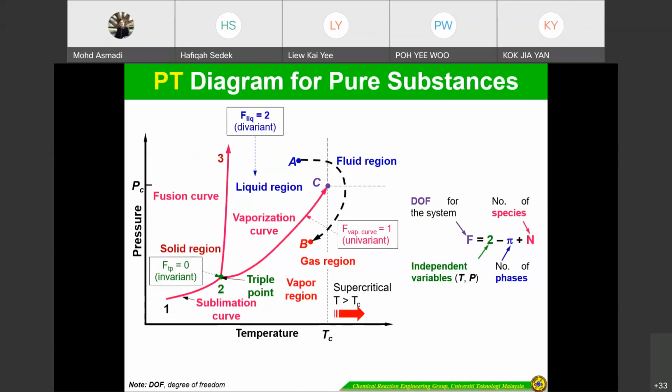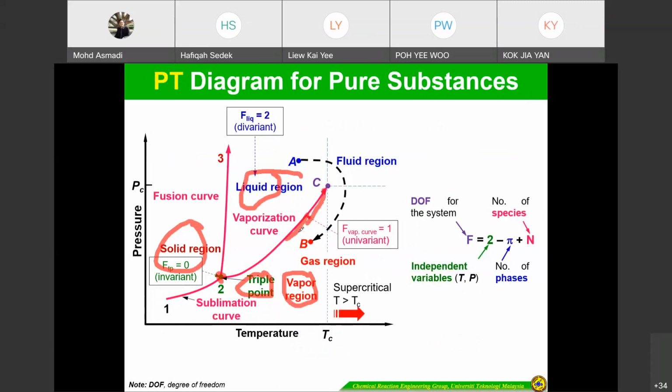We have the solid region on the left side. And then we have a liquid region here, you have to remember, and this one is vapor. Okay, and we have a triple point. So I think all of you know about the degrees of freedom. Okay, this one is the degree of freedom.